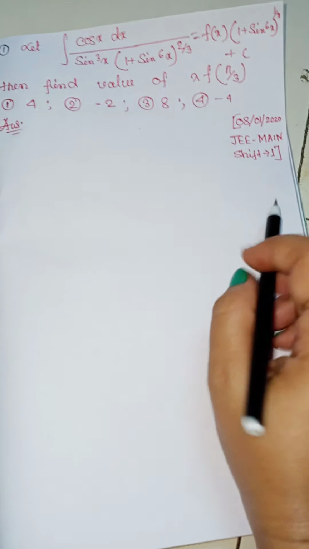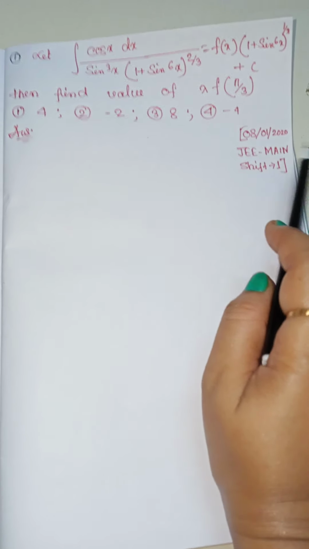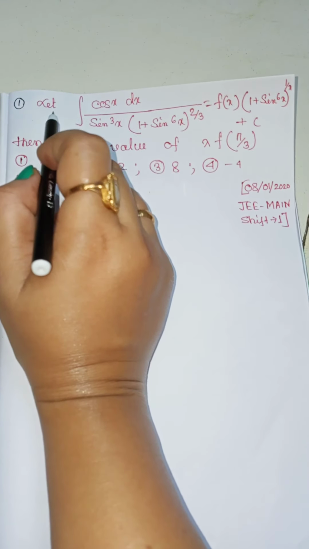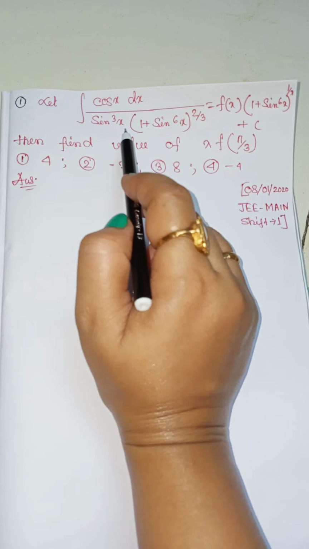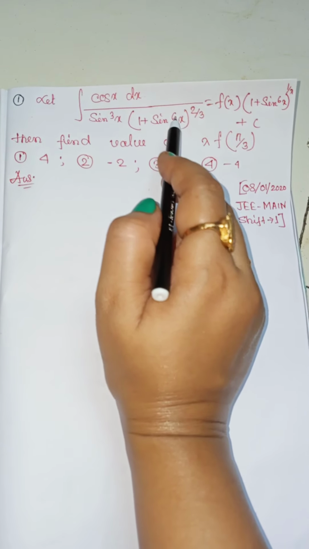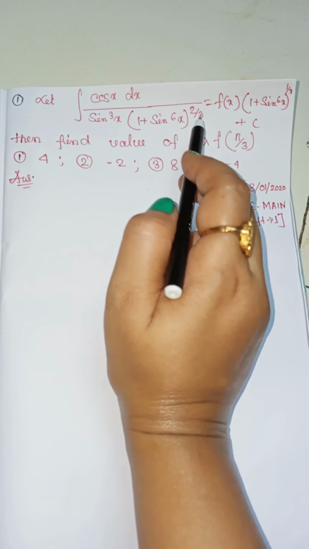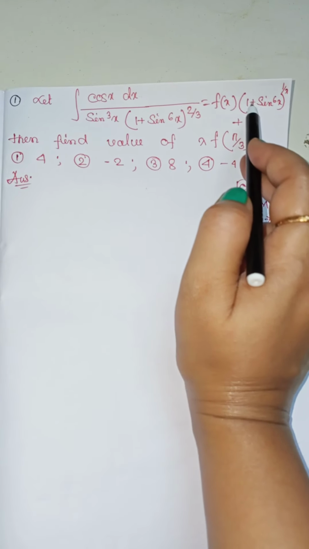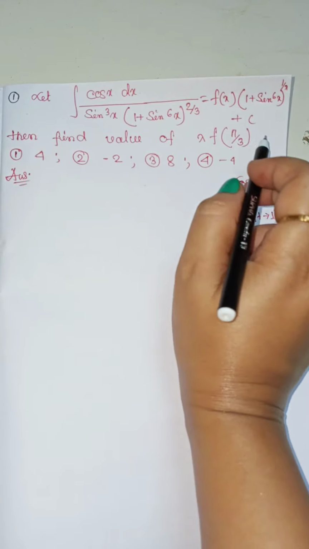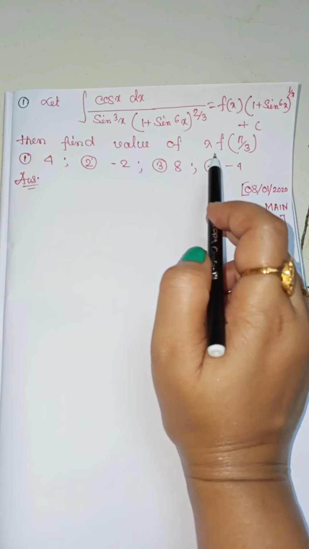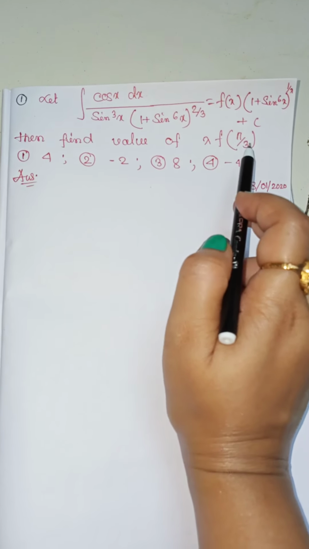Today we solve the 8th January 2020 JEE Main Shift 1 question. Question number 1. Let the integral of cos x dx divided by sin cube x into (1 plus sin to the power 6x) whole to the power 2 by 3 be equal to f(x) into (1 plus sin to the power 6x) whole to the power 1 by lambda plus c. Then find the value of lambda into f of pi by 3.